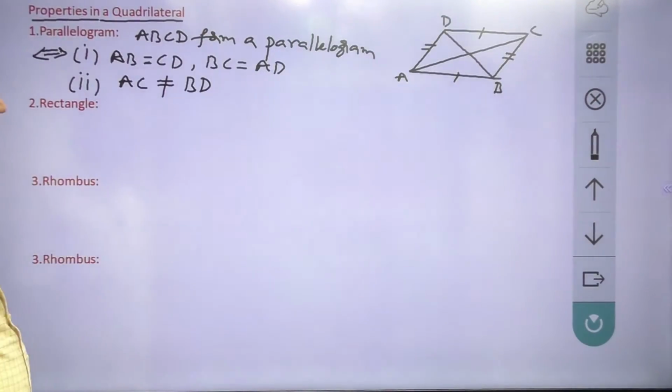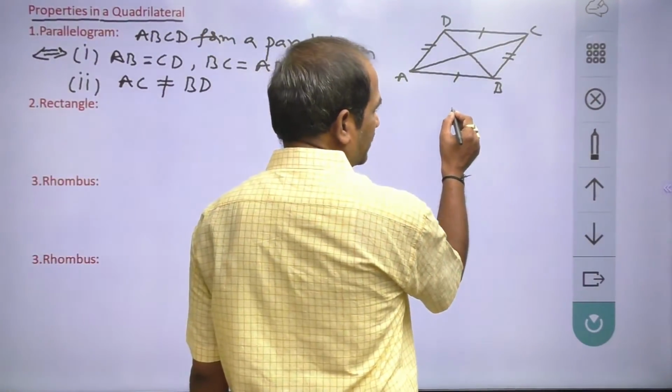So next is rectangle. The second one is rectangle. See the first diagram in this rectangle here.